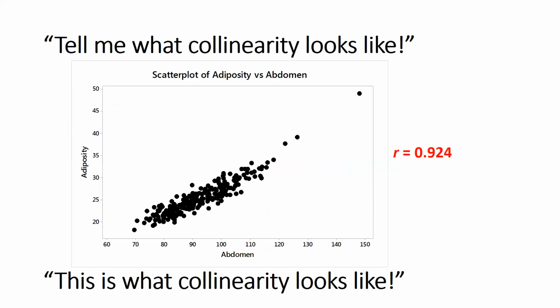So if I ask you, tell me what collinearity looks like, you can all chant together, this is what collinearity looks like. And in the graph, you can see the super strong positive association between abdomen and adiposity with that strong positive correlation. That looks like a nice scatter plot for fitting a model, but it wasn't really the aim of this study. We assumed that those were kind of independent indicators of body fat percentage, and in fact, they're not.